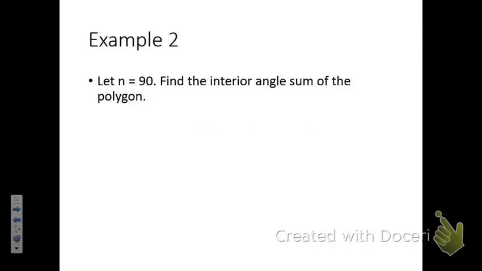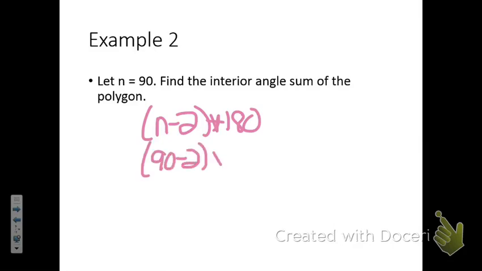So example 2 says, let n equal 90. Find the interior angle sum of the polygon. Okay? Well, we can use our formula that we just discovered, n minus 2 times 180. So now what? 90 minus 2 times 180. So 90 minus 2 is 88 times 180. And what do I get?